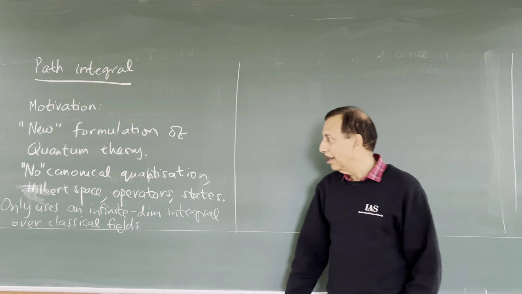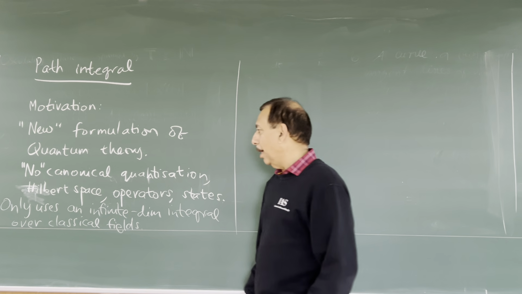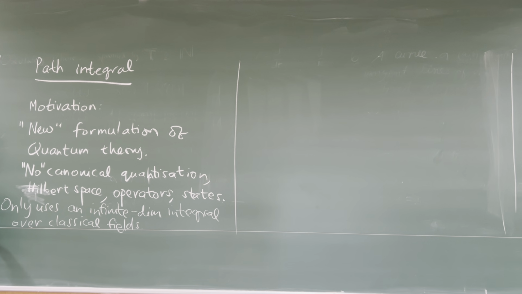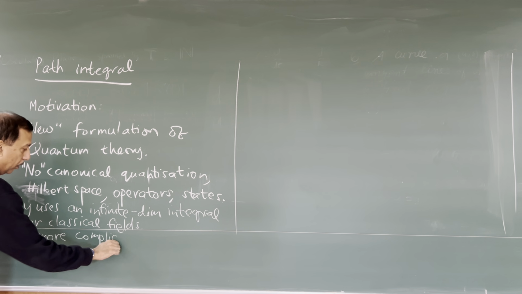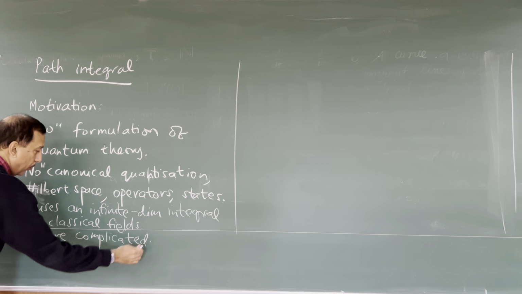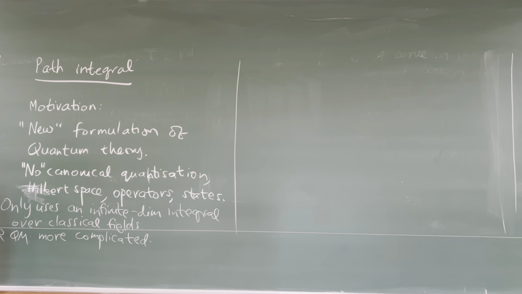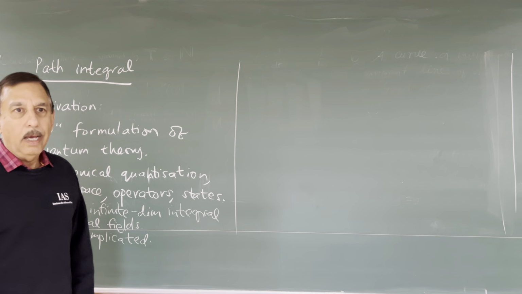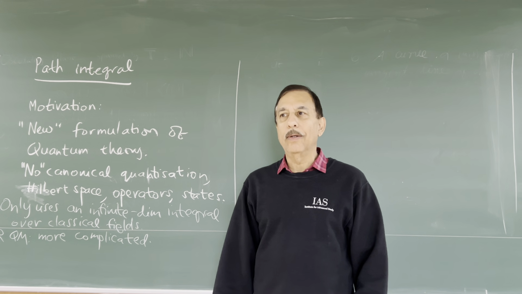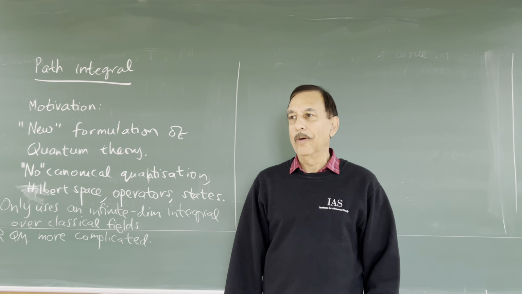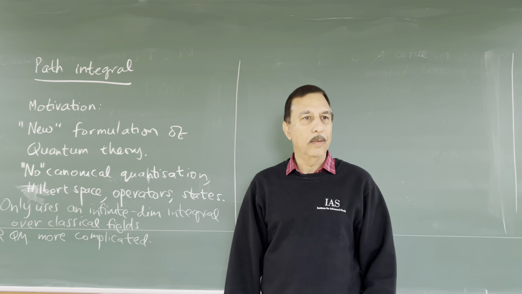One more feature, which is quite amusing, is that in non-relativistic quantum mechanics, it's actually more complicated. That is to say, there are simple problems which can be done by the canonical method, and which you have already done and which you already know the answer, and we can reproduce those calculations in path integral by doing more work. So it's very depressing. It's like, why are we doing more work?